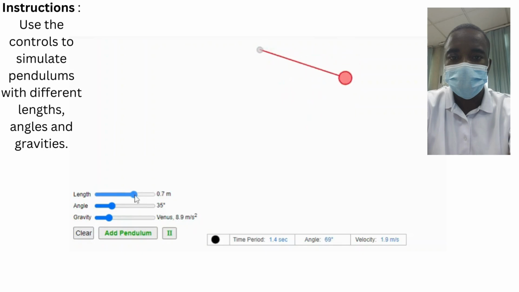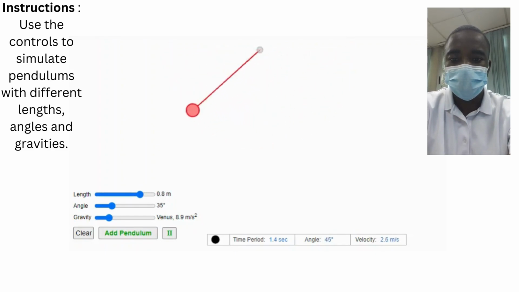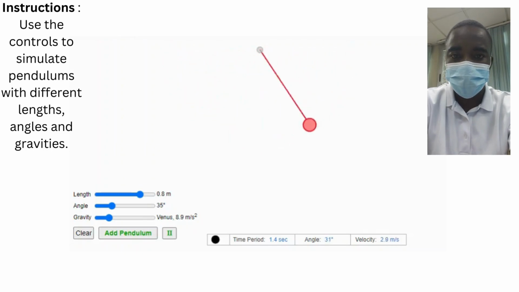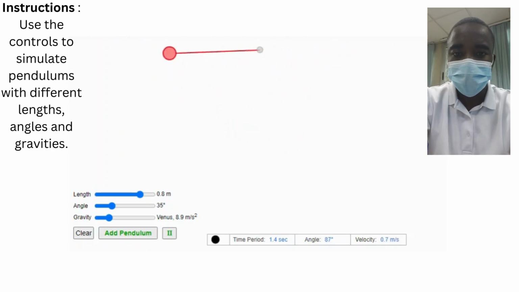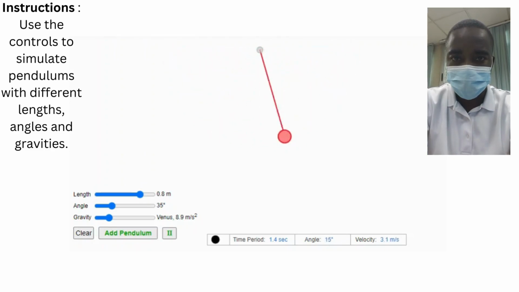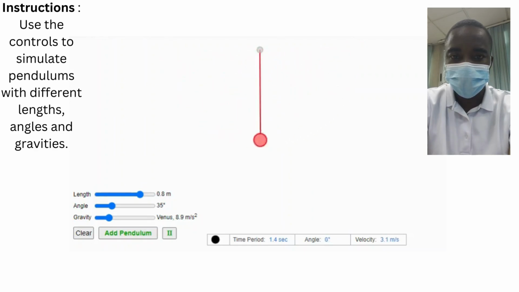The simulation allows students to use controls to simulate pendulums with different parameters, providing insights into the dynamics of periodic motion. Whether used in a classroom setting or for individual study, this simulation can significantly enhance the learning experience and build a strong foundation in physics. Through exploration and experimentation, students can gain a deeper appreciation for the complex and fascinating world of periodic motion and its applications in various scientific and engineering fields.